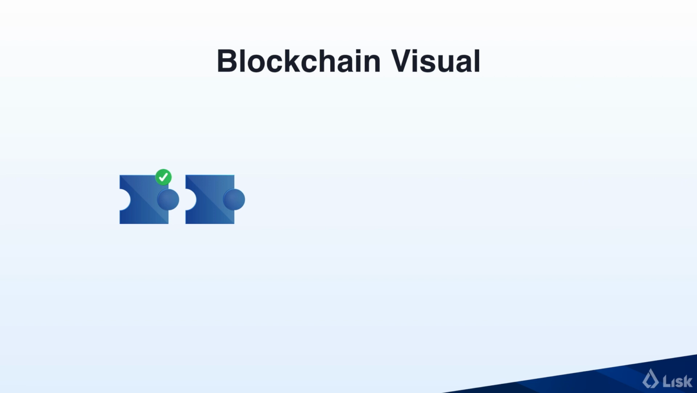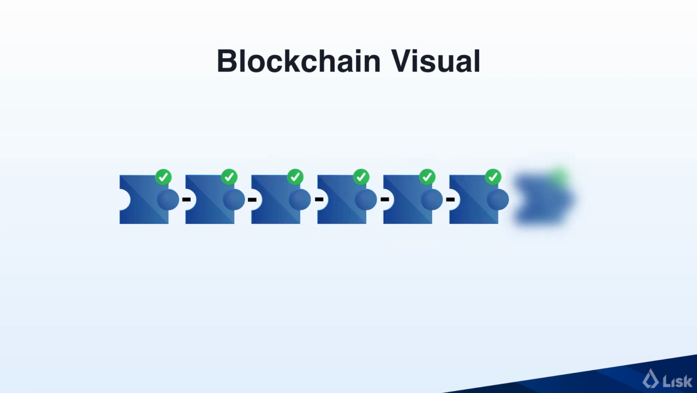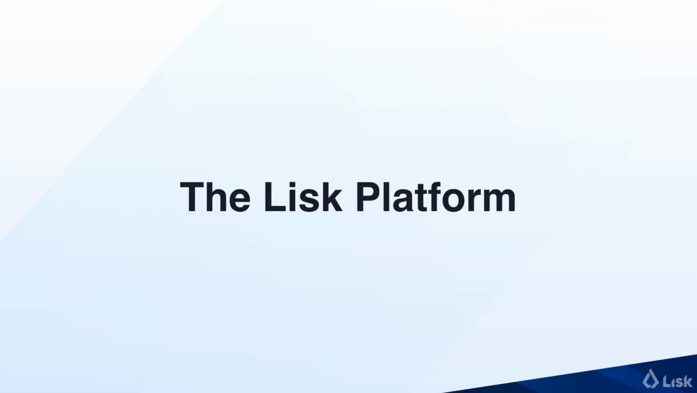The same process happens. Once that's confirmed, it's never again able to be removed, altered, or changed, and it creates a chain, a block that continues happening, which is why blockchain is called blockchain.